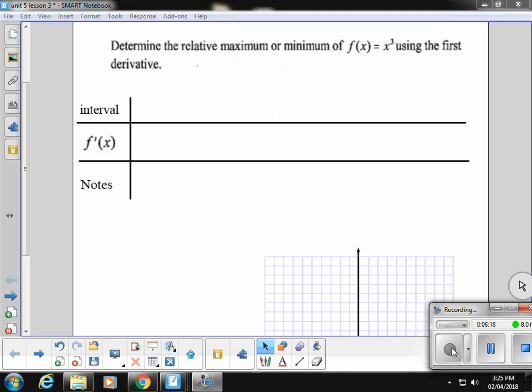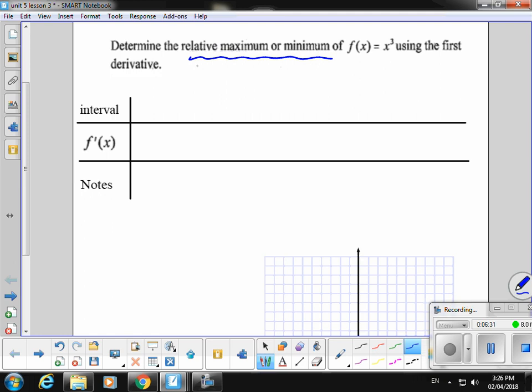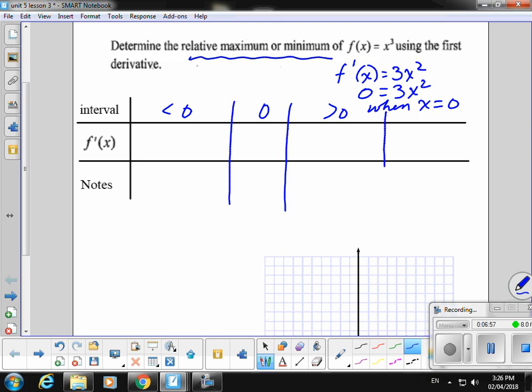Okay, second example might seem a little silly, but that's okay. We want the relative maximum or minimum of f at x equals x cubed using the first derivative. So our first derivative would be 3x squared. When is 3x squared 0? Just at 0. So for our intervals of interest, we want to look to the left of 0 and to the right of 0. We know that at 0, our derivative is 0, and that is a critical point.